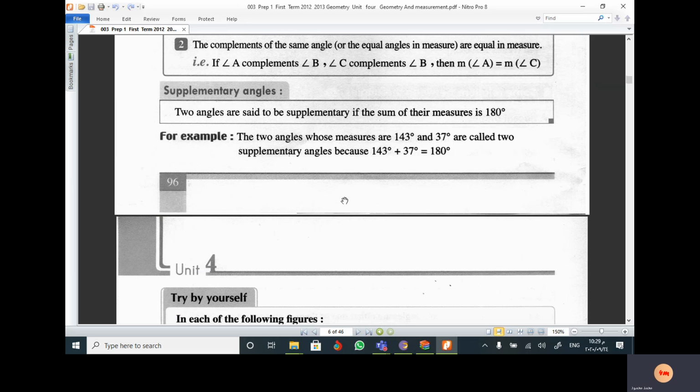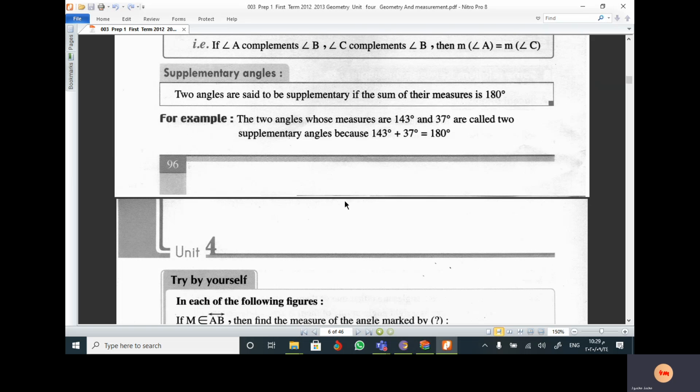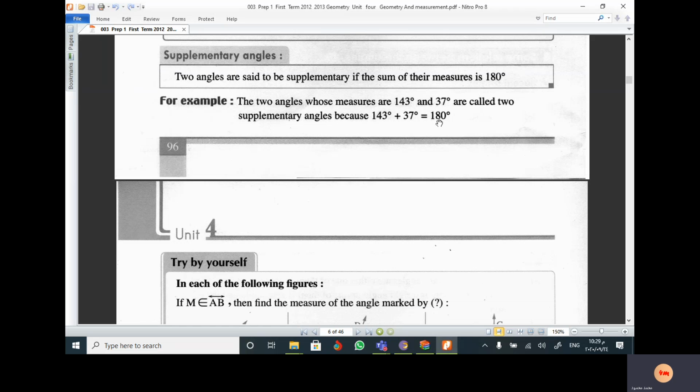Supplementary angles. Two angles, adjacent, and their sum is 180. So the supplement of angle 143 is 37. The sum of the two angles is 180. Try by yourself.